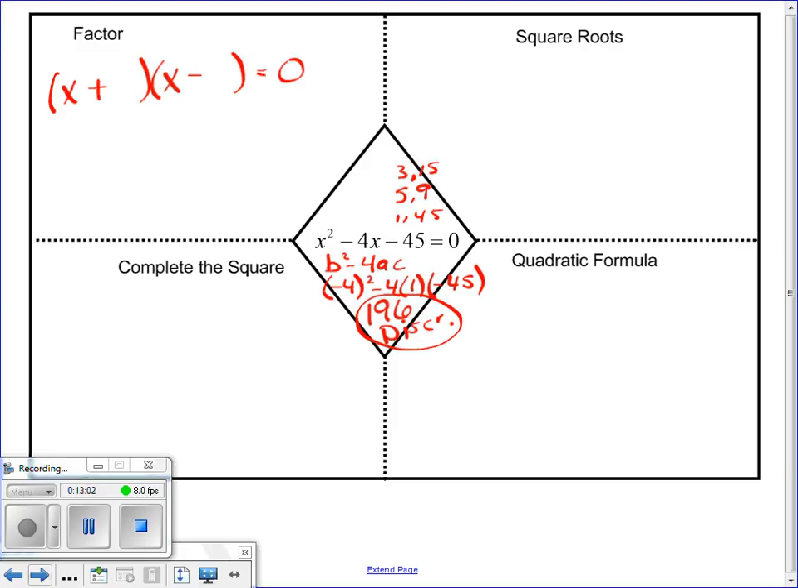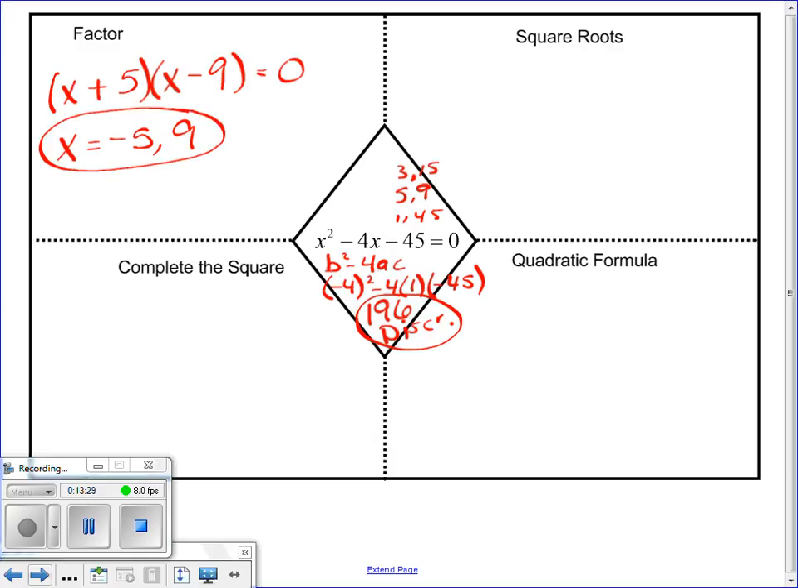Hopefully, most of you, I hope, are at the point where you can look at them like, oh yeah, 9 and 5, yeah, that works. Okay, if not, make your list, see if you can figure out which one works. Which one has to be negative? The 9. Okay, so then what does x equal? Negative 5 and 9. Right, you're setting each one equal to 0 and solving.